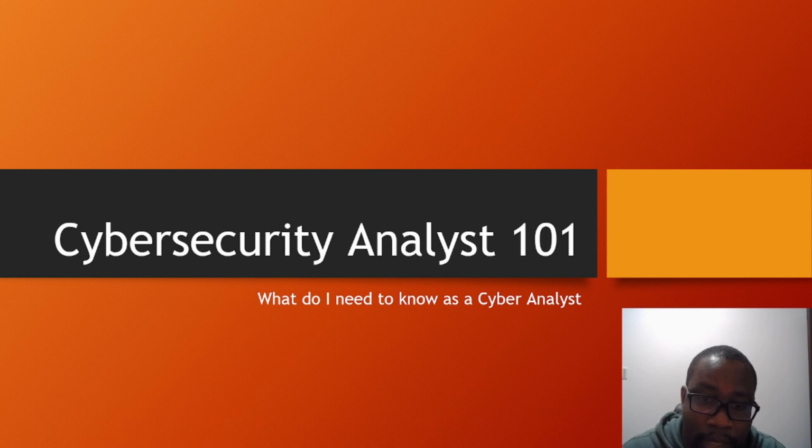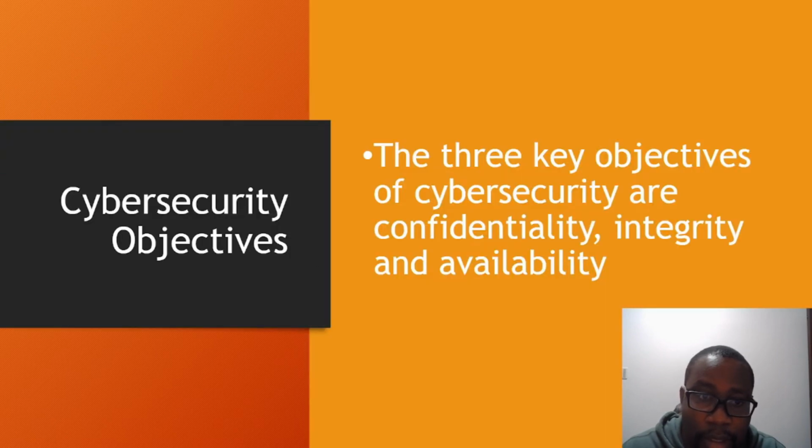What do I need to know as a cybersecurity analyst? The cybersecurity objectives, the cornerstone of cybersecurity. These three objectives are confidentiality, integrity, and availability. I'm going to repeat that again. The three key objectives of cybersecurity are confidentiality, integrity, and availability. These three things are your bread and butter. They're the cornerstone of what is cyber, and this is also known as the CIA triad, right?